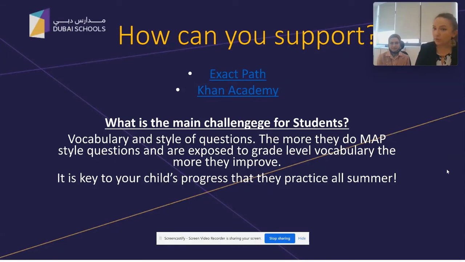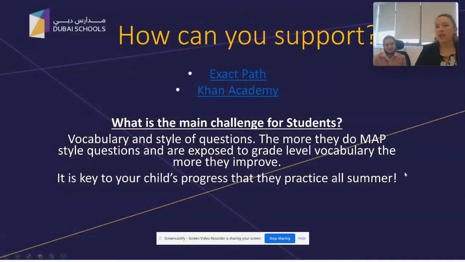The more you read on RAS, the more you complete Exact Path activities, and I've actually put Khan Academy as well. This is going to support your child. So the main challenge for students in MAP is the vocabulary, and it's the style of questions. Sometimes the way it asks questions, students get confused and they don't actually answer the content because they're lost in the vocabulary. And it's something we're going to be really identifying next school year, really honing in on vocabulary, literacy development, guided reading, and all that practice.